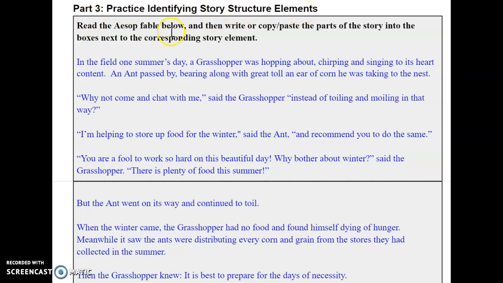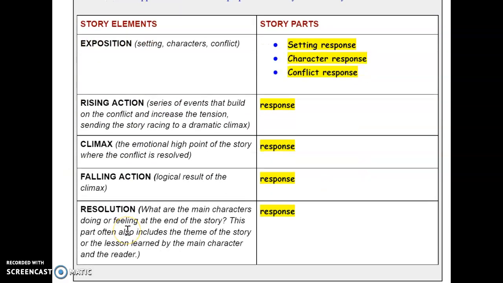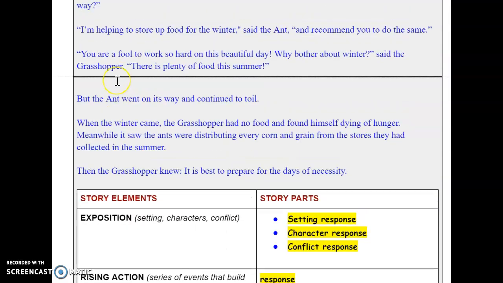Again, it's how a story is organized. We're going to read the Aesop fable below and then write or copy and paste the parts of the story into the boxes next to the corresponding story element. So here is a very short Aesop's fable. We'll read it and then we will respond in the yellow based on what are the story elements.